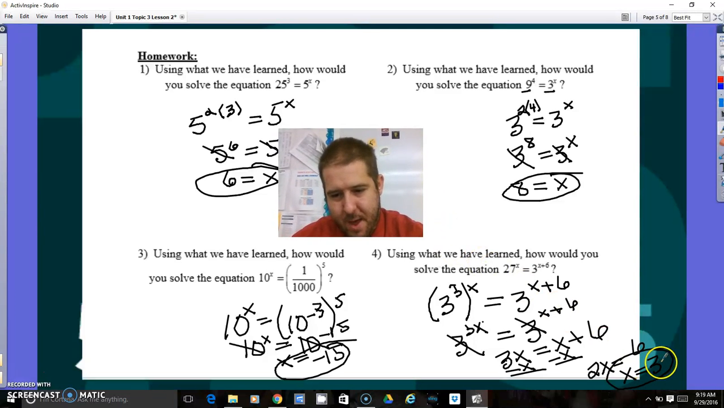I could prove that by putting 3 back in for x and solving. And using your graphing calculator, you just do 27 to the third power. I showed you how to do that yesterday.